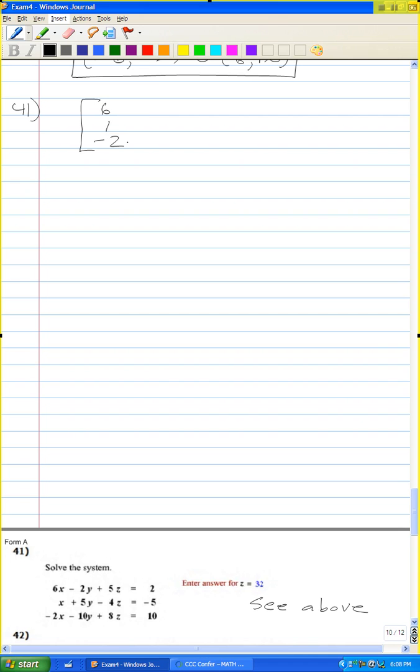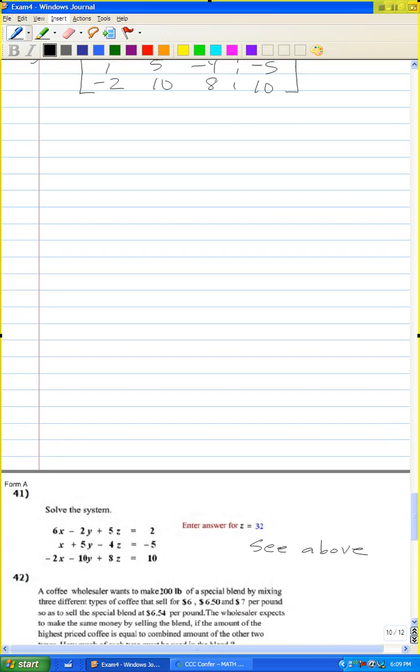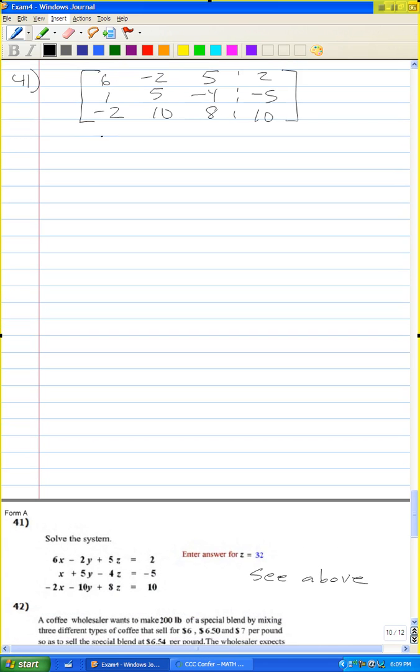6, 1, -2, -2, 5, 10, 5, -4, 8, 2, -5, 10. First off, let me interchange first and second rows. So let's interchange the first row and the second row. So I get 1, 5, -4, -5.